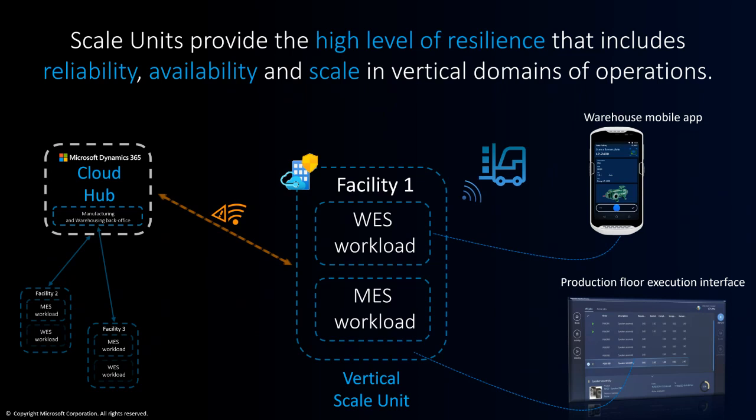And you can see here, via the WES workloads, you'd be using your warehouse mobile app to transact against those workloads. And we'd have our production floor execution interface transacting against those MES workloads, which again, transactions would be getting queued up on those scale units and then either synchronously or asynchronously, depending on connectivity, would be synchronizing those transaction updates over to that main hub. And you can see here, you could have multiple facilities, a mix and match of these different workloads available on these scale units.